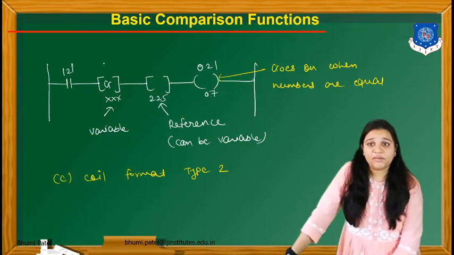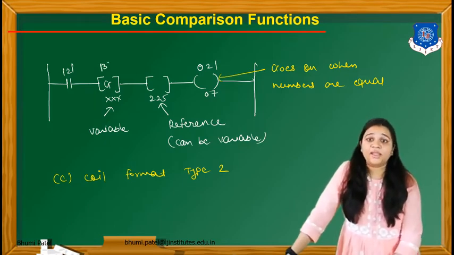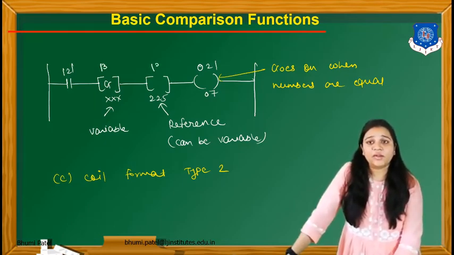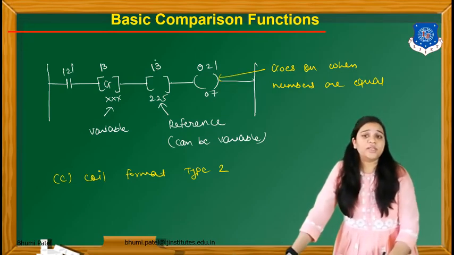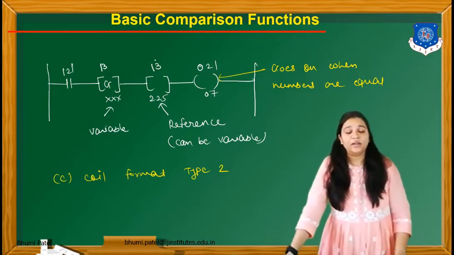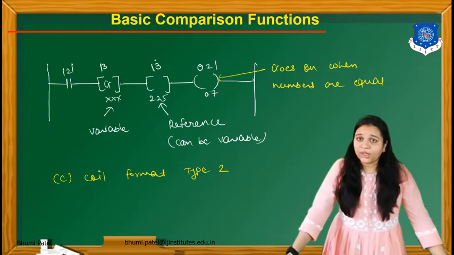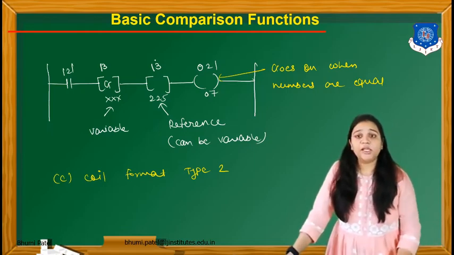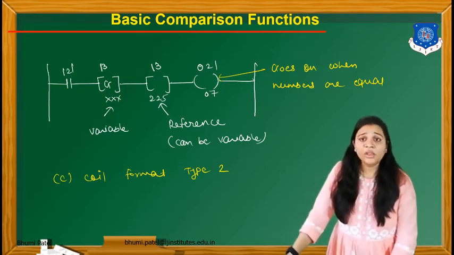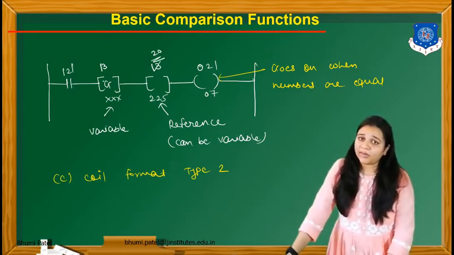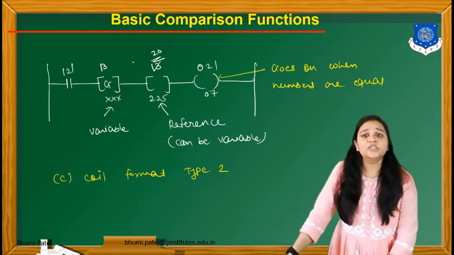Suppose in G they have given the number 13, and in the reference they have also given the number 13. So both numbers are equal. That means the output goes on when the numbers are equal. If in the reference they give the number 20, here you can check that the variable and the reference number are not equal.